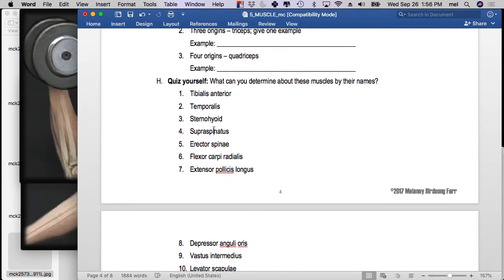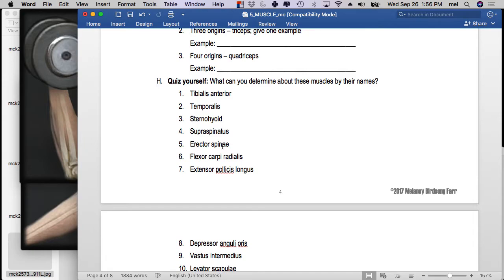Supraspinatus. Somebody raise their hand and tell me what that tells you. Above the spine of the scapula. And go ahead. No, you go. Well, I want you to just tell me what you know, and then I'll ask. Yeah, what's that word? What's that term? Elevates scapula. Good. Okay, good.